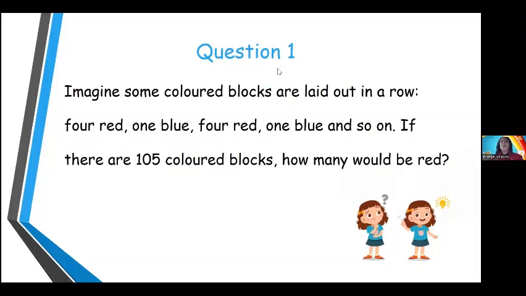So let's look at question 1. Question 1 reads: imagine some colored blocks are laid out in a row. 4 red, 1 blue, 4 red, 1 blue, and so on. If there are 105 colored blocks, how many would be red? Look at this question.